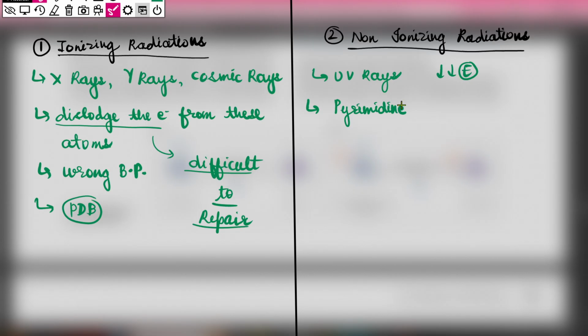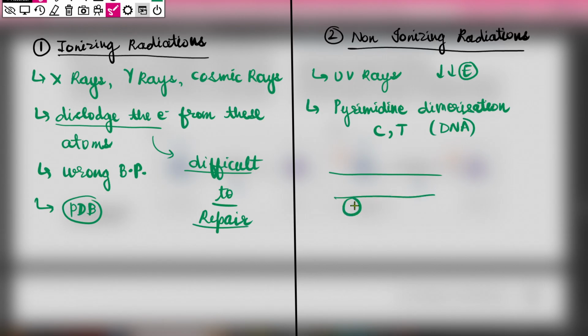So what they do is they cause pyrimidine dimerization. This pyrimidine dimerization is done by these non-ionizing radiations. Now we know that pyrimidines can be cytosine and thymine when I talk about DNA. Suppose this is my DNA sequence, here is a cytosine present and here is a thymine present. So it can cause a dimerization between them also. So either cytosine dimerization, thymine dimerization, or cytosine-thymine dimerization, any of them can take place because of these UV rays.